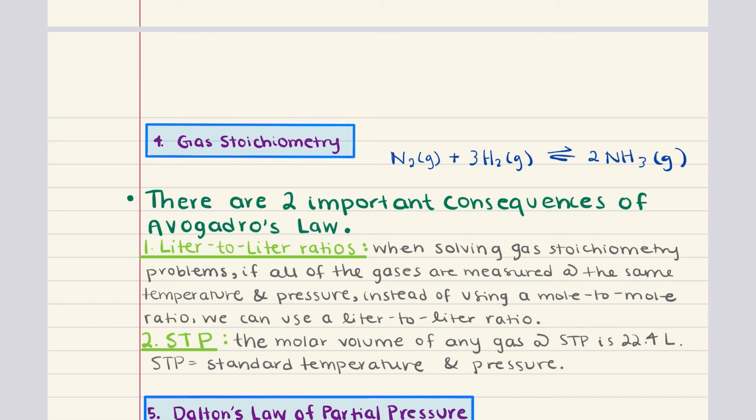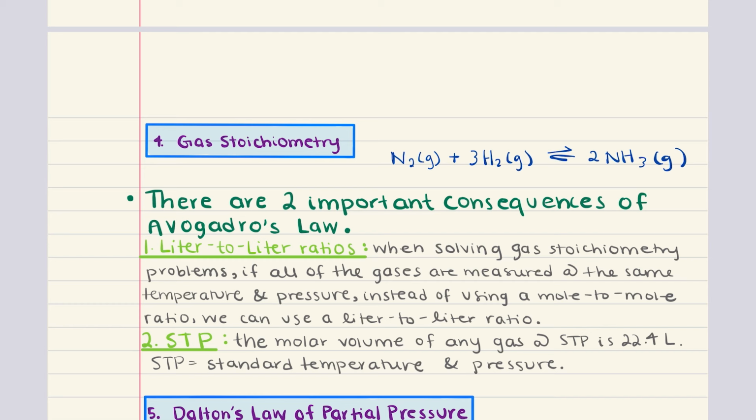So, for example, take this reaction between nitrogen gas and hydrogen gas. We can say that 1 mole of nitrogen gas reacts with 3 moles of hydrogen gas to form 2 moles of ammonia. However, because of Avogadro's law, we can equally say that we have 1 liter of nitrogen gas reacting with 3 liters of hydrogen gas to form 2 liters of ammonia. And so we can use liter-to-liter ratios in a very similar way to how we use mole-to-mole ratios. And this is a very useful relationship.